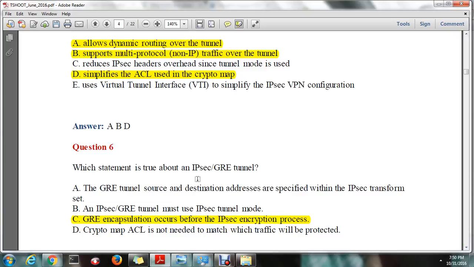Which statement is true about an IPsec and GRE tunnel? GRE tunnel source and destination. No, this is not right, because you know that it will be configured under the tunnel interface. Then the second will also not be right, because it can be used in any mode. It's not necessary that you should use only IPsec tunnel mode. The third one is right. Yeah, encapsulation will always occur before the encryption process. Fourth one, crypto map access list is not needed, no. Crypto map always requires an access list to match the traffic, what traffic needs to be protected.